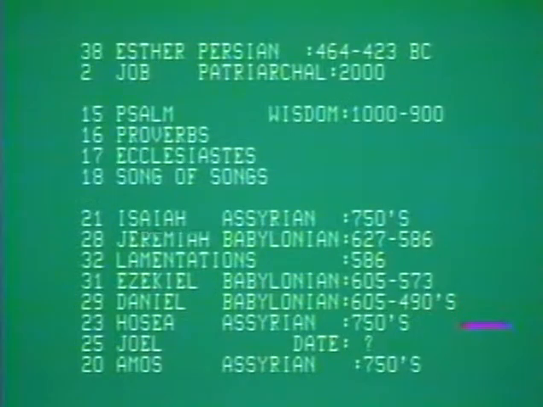Then we have Hosea. Now, Hosea is the Assyrian time, and it's the nation of Israel around the 750s B.C. Amos, Hosea, Israel, Micah, Isaiah, Judah, same period, 700s. Now we have Joel, and we're just not sure at all where Joel fits. Amos, Assyrian, Israel, 760s. Obadiah is the Persian period, but when? We're not certain. Jonah is the Assyrian period.